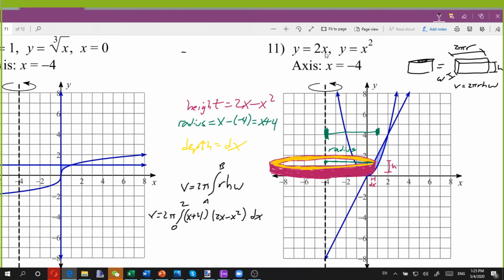So 2x equals x squared. So I can subtract: 0 equals x squared minus 2x. Factor out an x: 0 equals x times x minus 2, which would be true if x is 0 or x equals 2 for intersects.